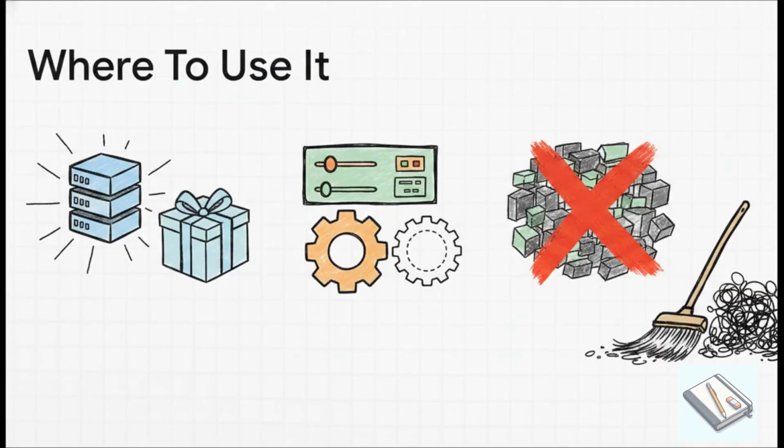To sum up the best application spots, use them for API return values, use them for configuration handling when settings might just be missing, and use them for avoiding those deeply nested defensive null checks. It just brilliantly cleans up your overall architecture.